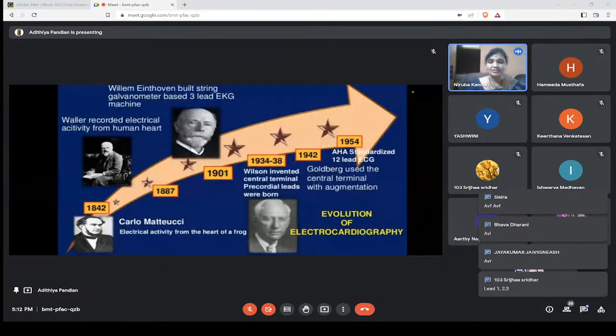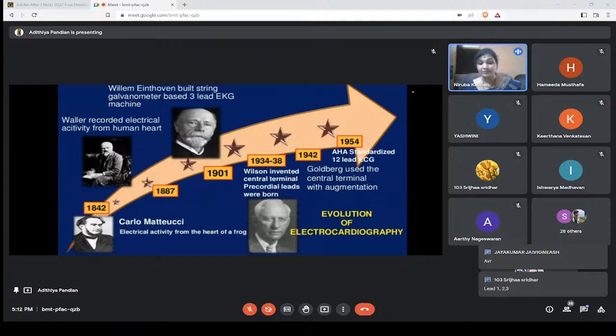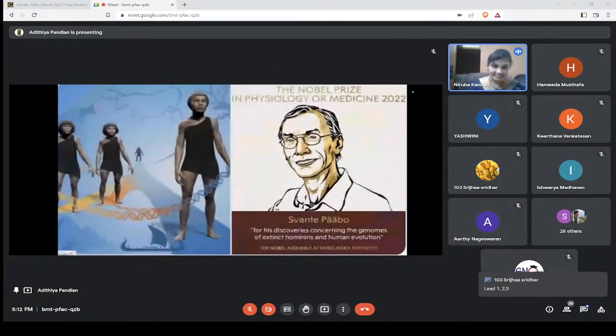The next slide shows, can anyone guess who has got the Nobel Prize this year, 2022? Yes, it is the Swedish geneticist Svante Pääbo, for his work on the genomes of extinct hominins and human evolution. He is the person who got the Nobel Prize this year, and it was again shared by physiology and medicine together. The next slide, please.